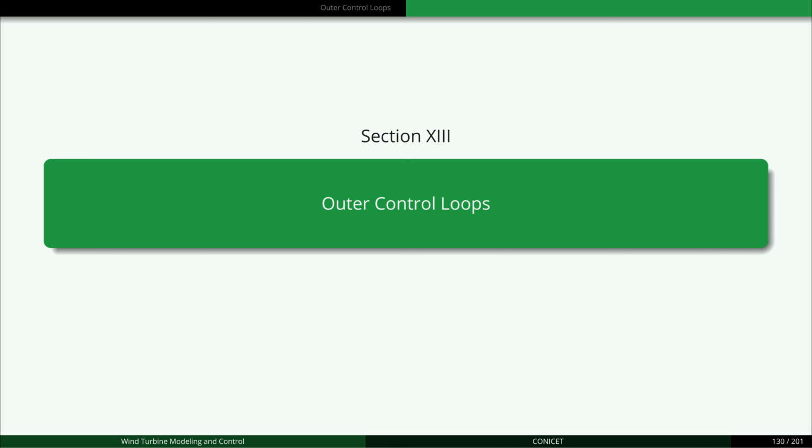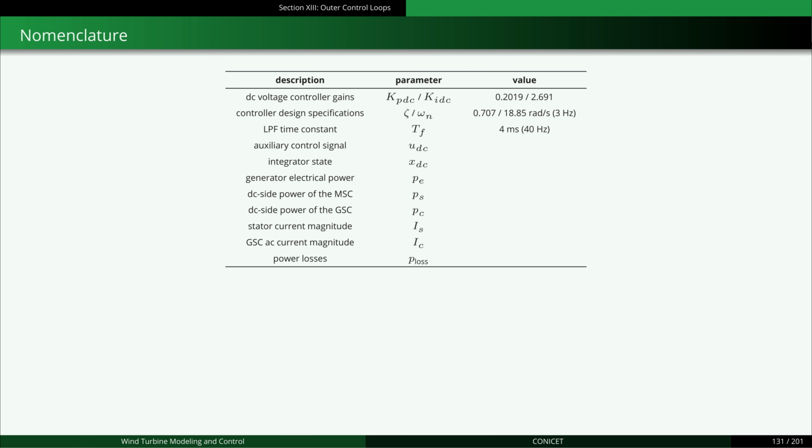After designing the inner control loops, we must define the control tasks for each converter to ensure proper operation of the wind turbine. This section introduces the outer control loops of the wind turbine and explains how they provide reference signals to the inner loops. This table shows the nomenclature and controller parameters used in this section.